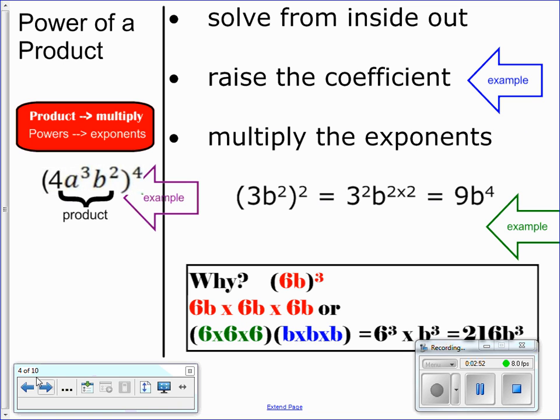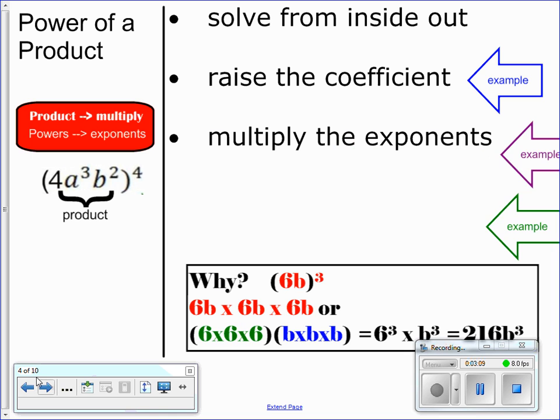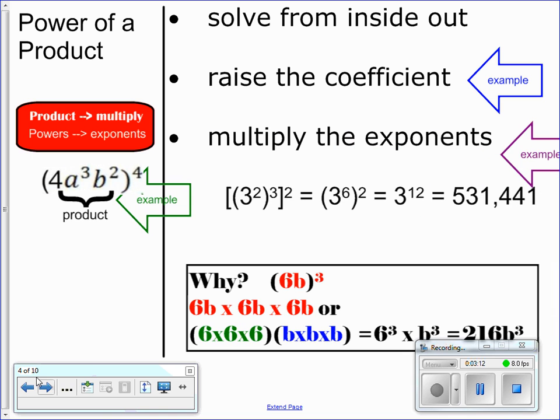So in this case, it would be 3 squared and then b squared to the power of 2. When it's the power of, you multiply. So 3 squared is 9 and b squared times 2 is b to the fourth. If we've got brackets, we'll work from the inside out. So 3 squared to the power of 3, that's 3 to the sixth. And then 3 to the sixth raised to the power of 2 would be 3 to the 12th, which is 531,441.